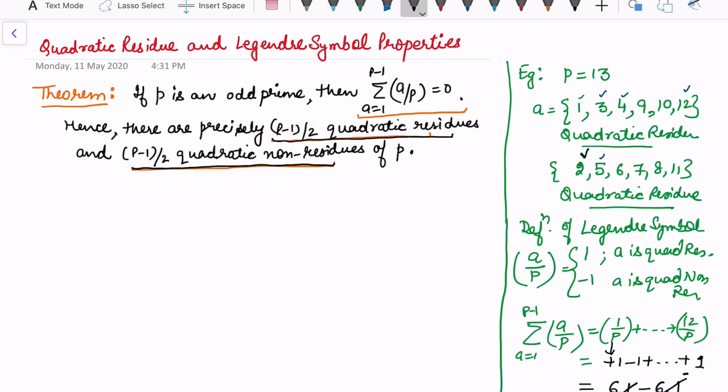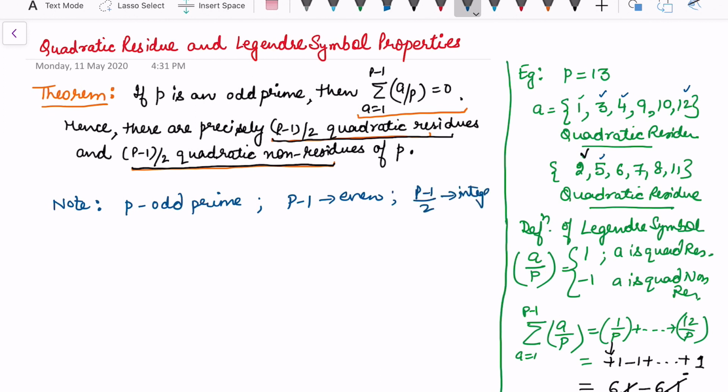And here we can also note that P is an odd prime. This means P minus 1 is even. So if it is even, it is divisible by 2, so (P minus 1) by 2 is an integer. And in this case, there are equal numbers of integers. We can see that there are 6 integers in 13 which are quadratic residues, and again 6 integers which are quadratic non-residues. So please correct that this one is a quadratic non-residue.